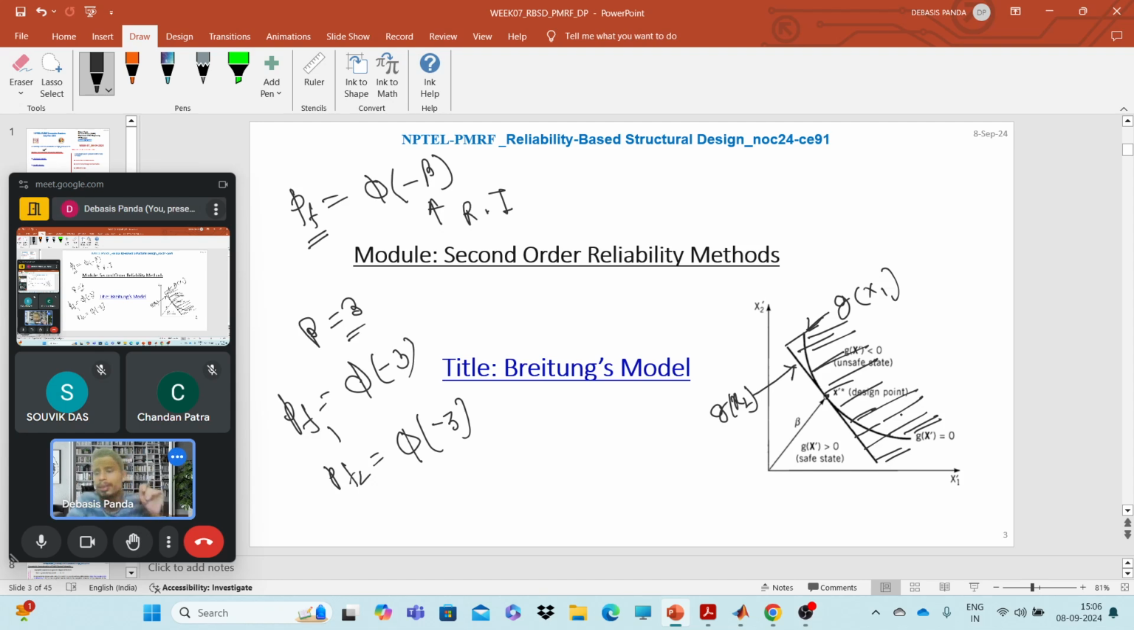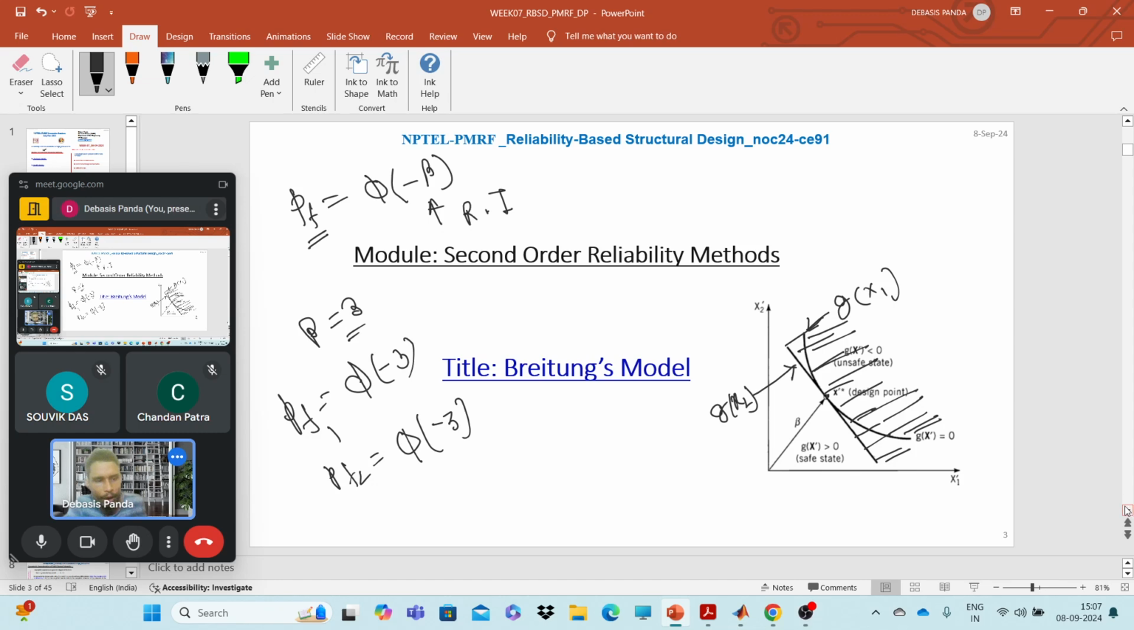Now why is this happening? The next question will come: if we have a highly nonlinear limit state, then obviously we cannot rely on the FORM result, because it will give the result as per the linearization. Now why this phenomenon is happening, we will just discuss.